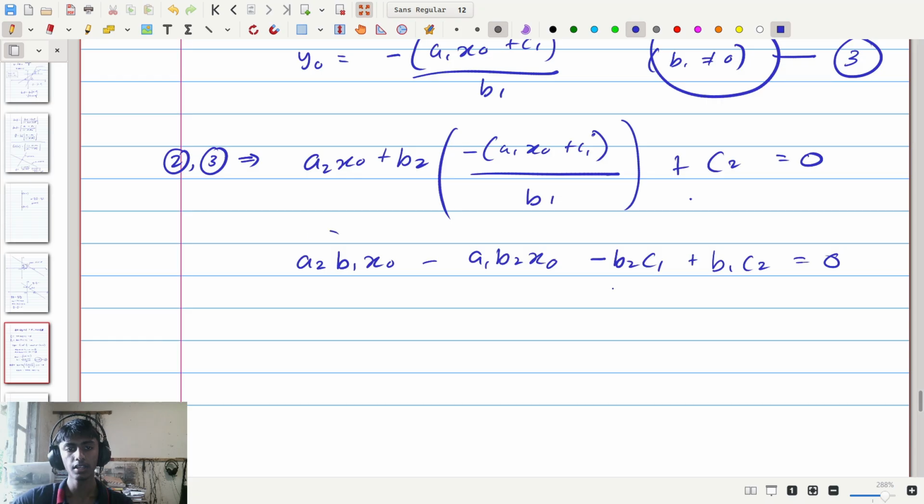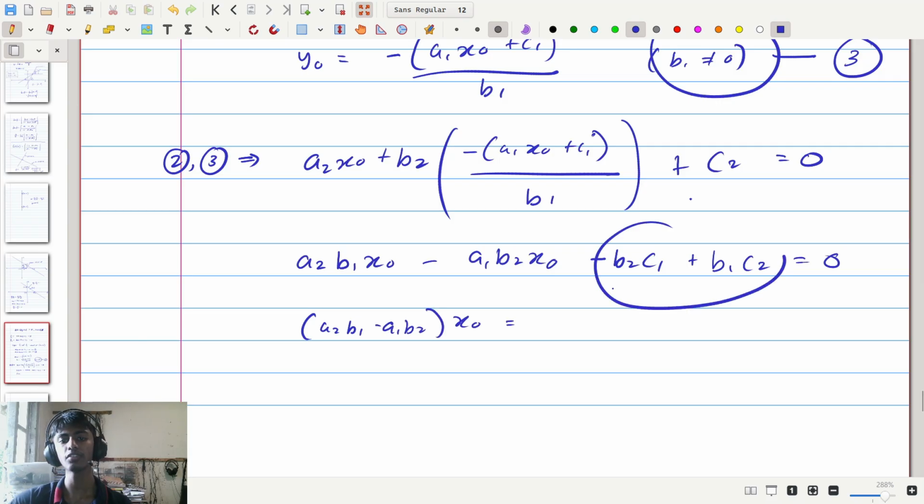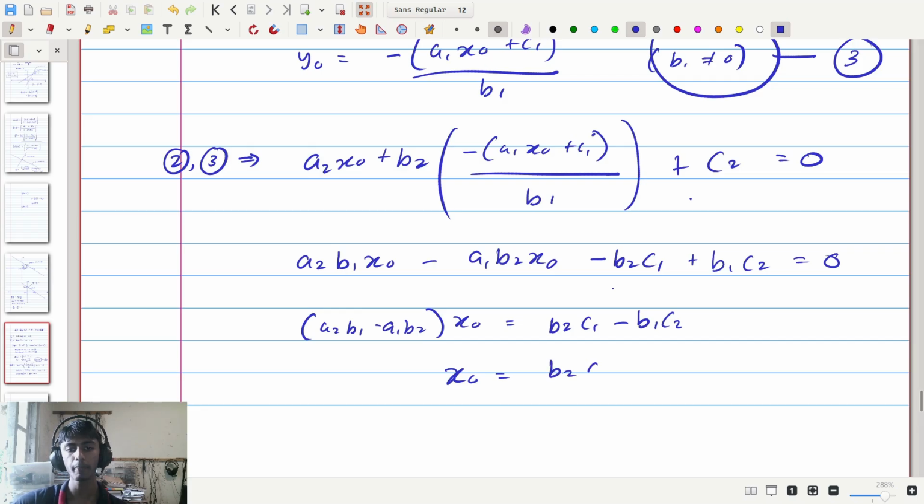Rearranging, we can see these first two terms contain an x0. If we factor that out, then a2 b1 minus a1 b2 times x0 is equal to, and on this side we're going to take these two terms to the other side. So this b1 c2 becomes negative b1 c2, and this negative b2 c1 becomes positive b2 c1. So we have b2 c1 minus b1 c2. Dividing both sides by this thing here, we get that x0 is equal to b2 c1 minus b1 c2 divided by a2 b1 minus a1 b2.